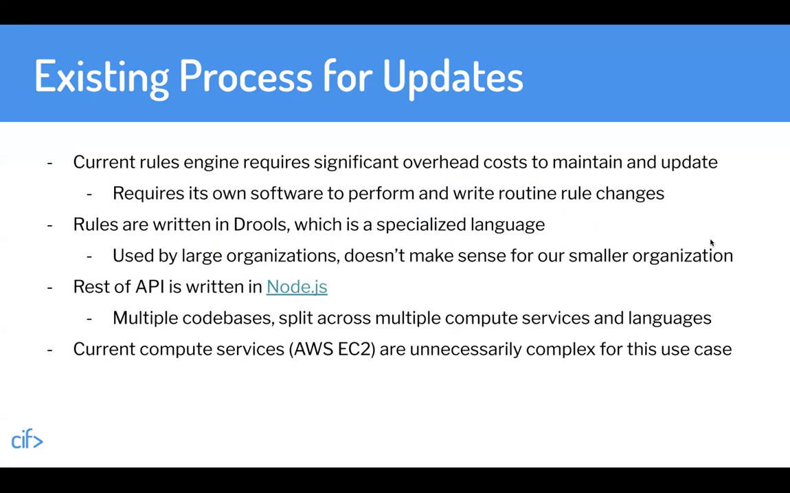It's primarily utilized by larger organizations, but because New York City Opportunity is a smaller organization, it doesn't really make sense to use. Further, the API is actually split across multiple different code bases, with a lot of it being written in Node.js. And it's also split unnecessarily across multiple different compute services, which adds to the cost and also adds to the maintenance cost of maintaining this API.